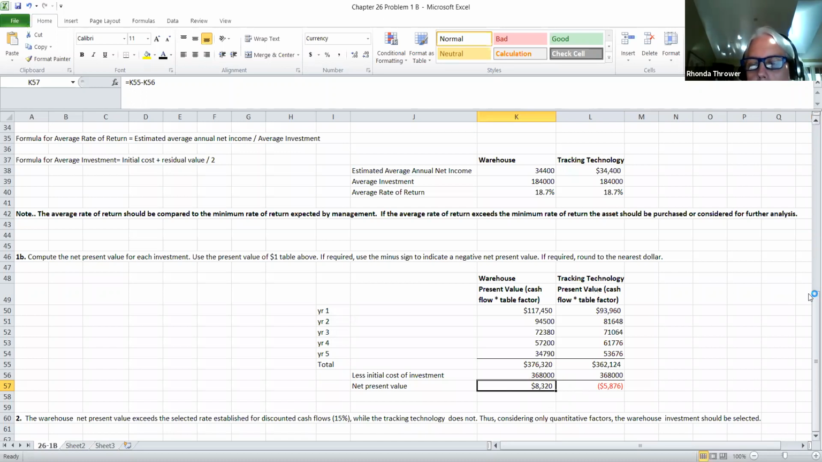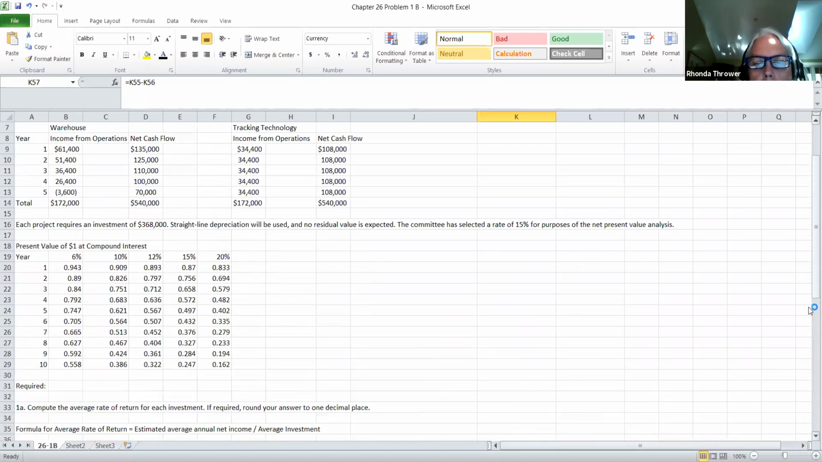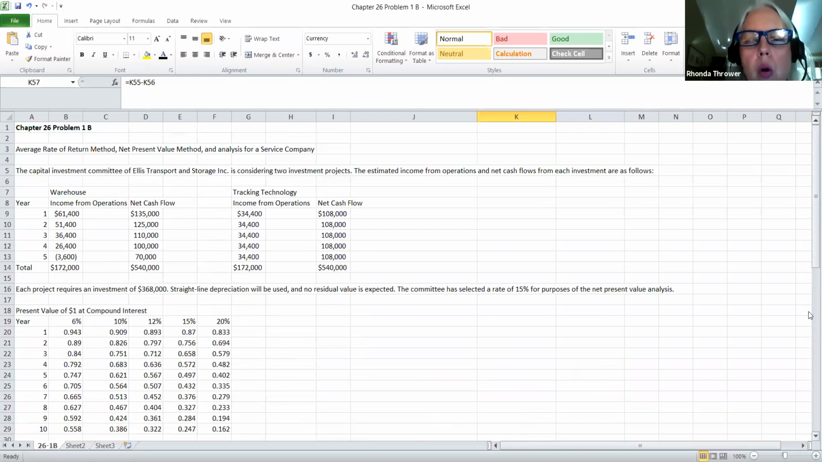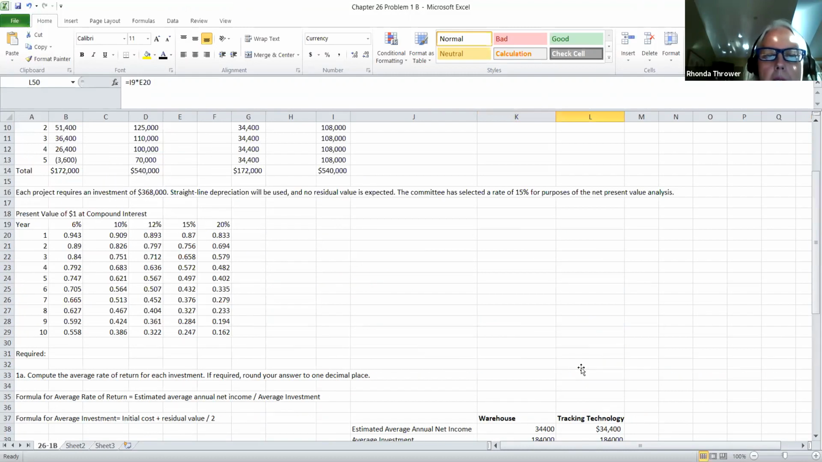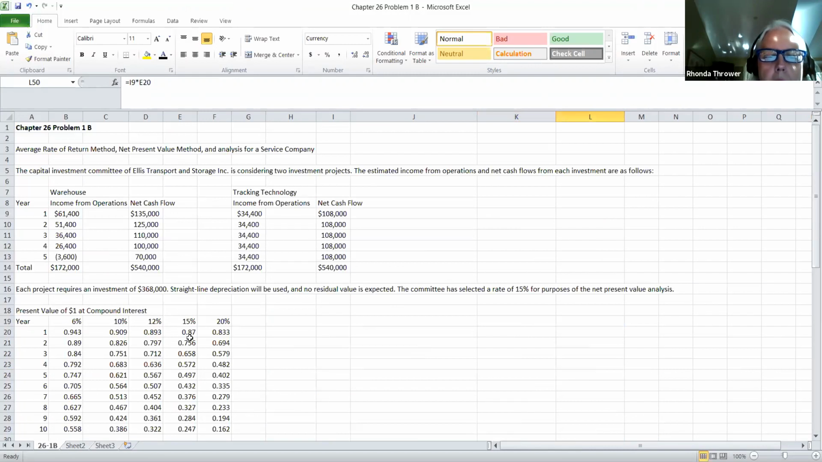Now we're going to look at the tracking technology, and we're going to do exactly the same thing. Remember, with present value, you always use your cash flows. So for year one, the cash flow was 108,000. We would multiply it by 0.87, which is the table value factor for 15%, 1 year. 0.87 times 108,000 will give you the present value of 108,000 at year one. So 93,690 is found by taking 108,000 and multiplying it by 0.87.